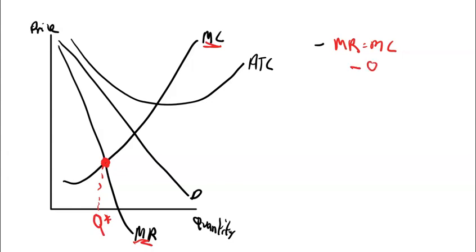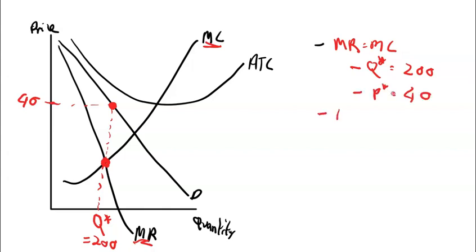Then I find my Q star. Let's say Q star is 200. And to find the price, I have to go all the way up to the demand curve, which is this curve, and go to here, which is going to be, let's say, 40. And let's say my P star is 40.